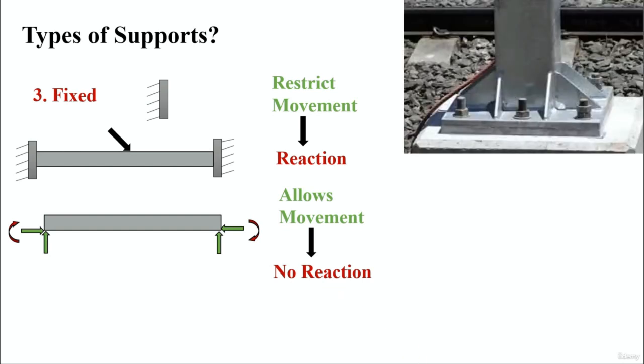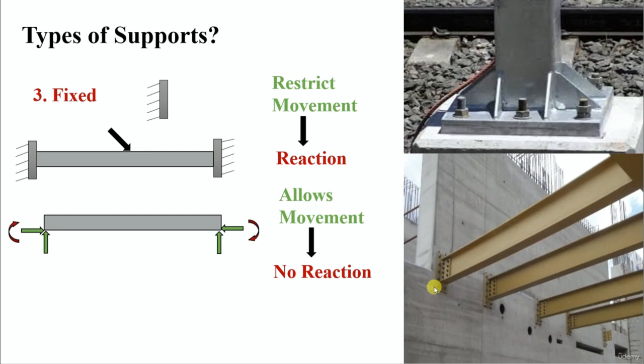Let me show you the practical example for fixed support. See, this is the fixed support. So because of this fixed support, the structure cannot move horizontally, vertically, and there will not be any rotational movement. Since it restricts all the three movements, we will be having three reactions. That means two reactions and one moment. This is also one best example for fixed support.